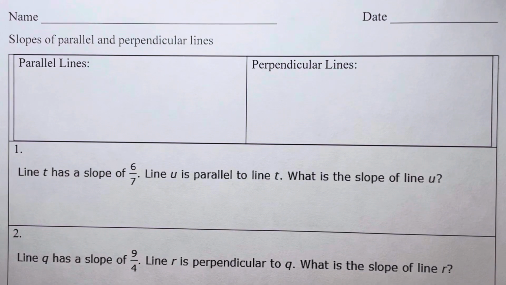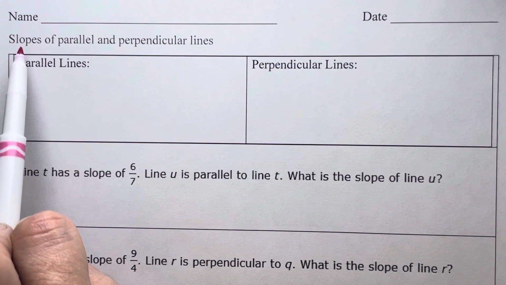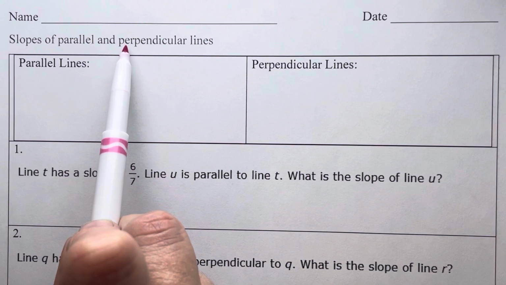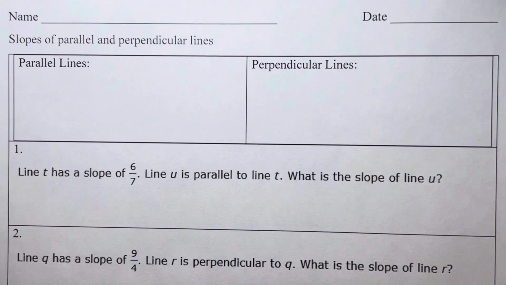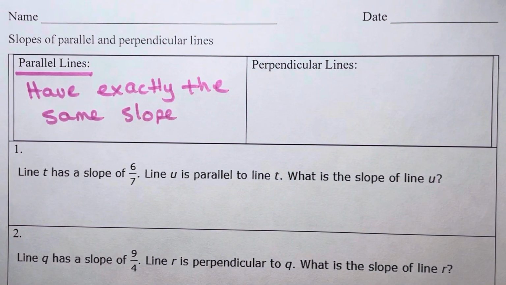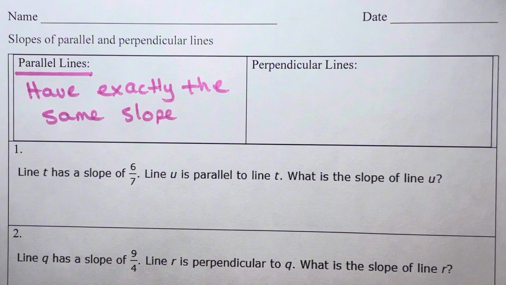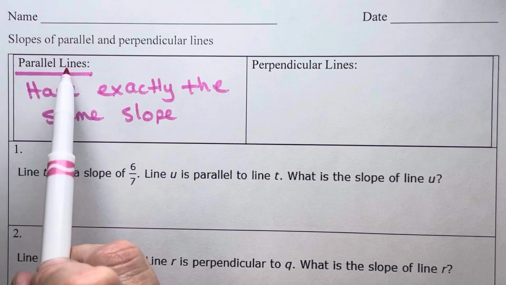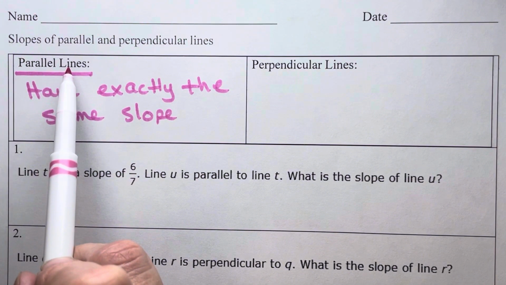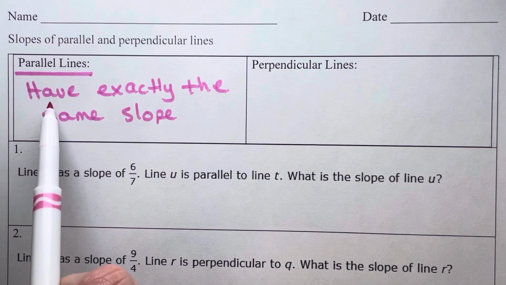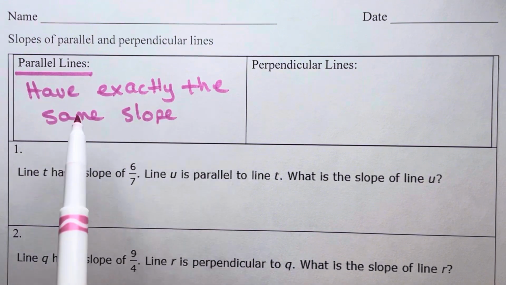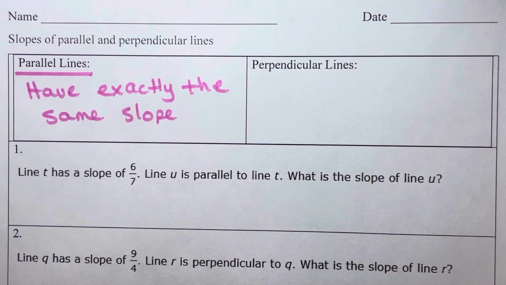In today's math lesson, we're working with slopes of parallel and perpendicular lines. Let's start by looking at parallel lines. While you learned in elementary that parallel lines are lines that never ever cross or intersect, it was probably never explained to you as to why. So these lines that never cross, that never intersect, behave that way because they have exactly the same slope.